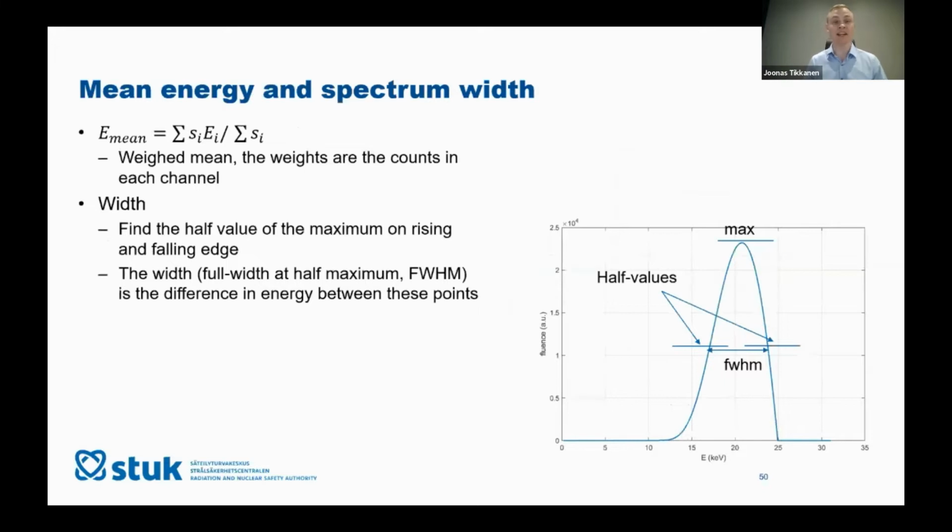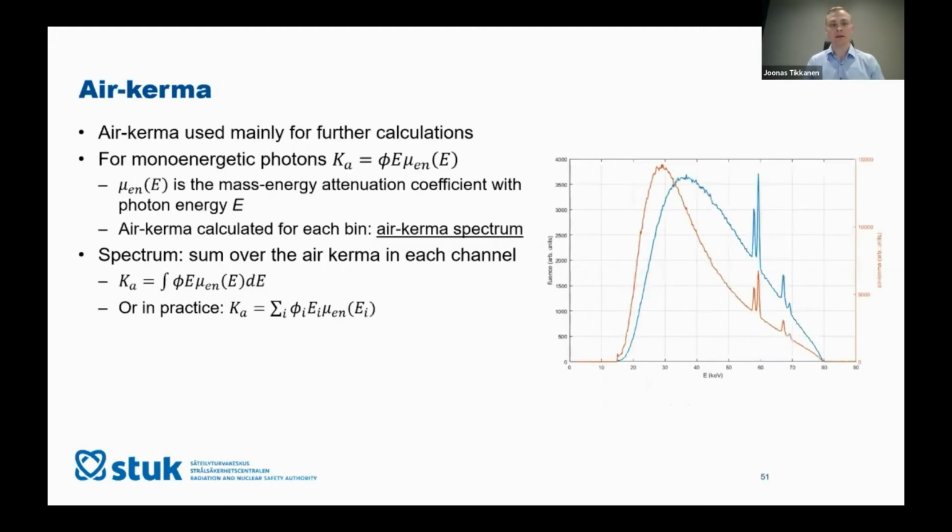Then we can calculate the mean energy of the spectrum. It's simply the weighted average over the whole spectrum, using the counts as weights. We can calculate the width, so find the half maximum value from both sides of the top of the spectrum, and the width is the difference between these two points.